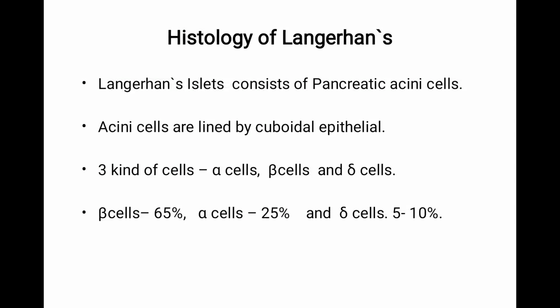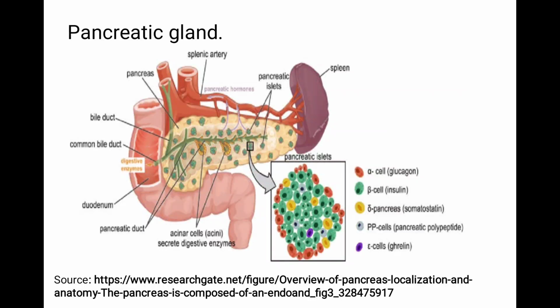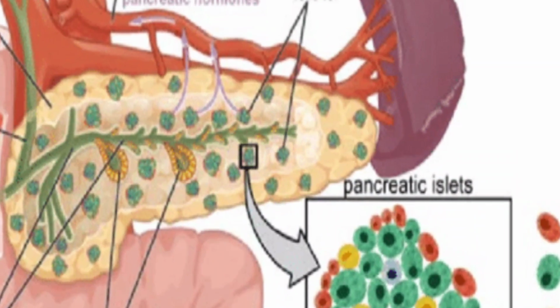So, coming to the histology of the islets of Langerhans, they consist of pancreatic acinar cells. The acinar cells are lined by cuboidal epithelial cells. There are three kinds of Langerhans cells, namely alpha cells, beta cells, and delta cells. The alpha cells compose only 25% of Langerhans cells, whereas beta cells comprise about 65%, and delta cells comprise about 5 to 10%. So this is the structure of the pancreatic gland.